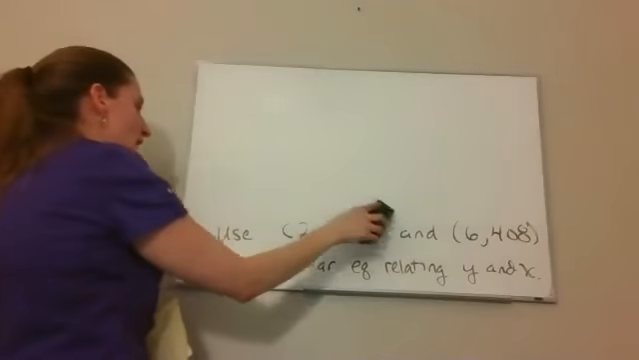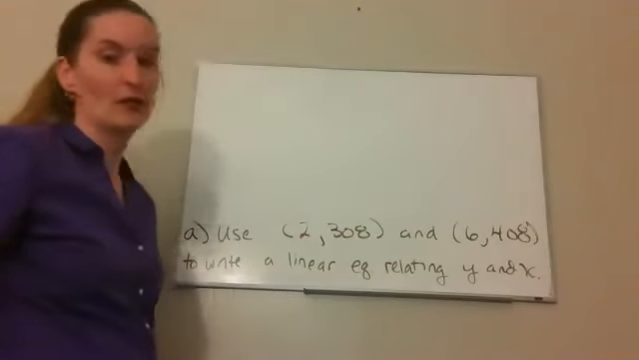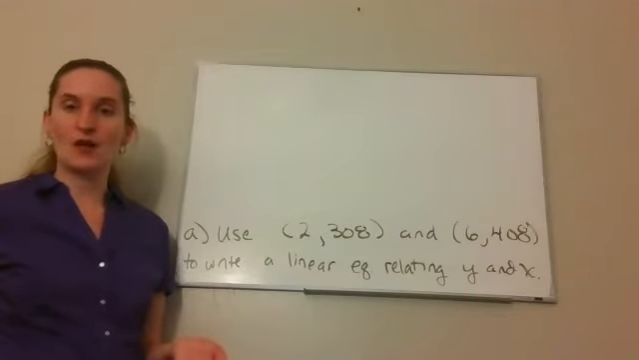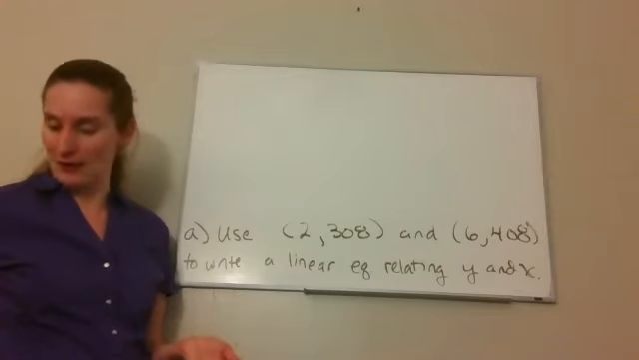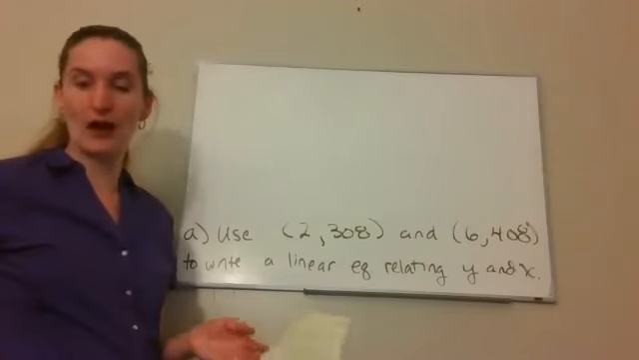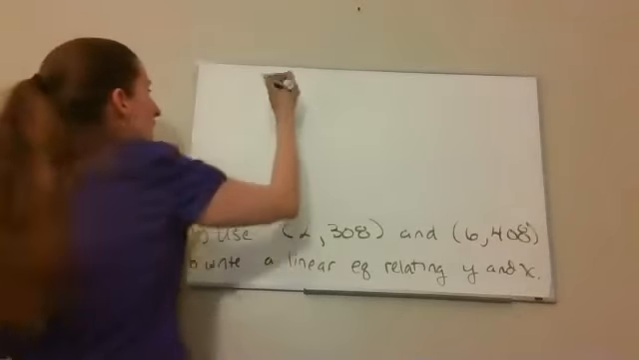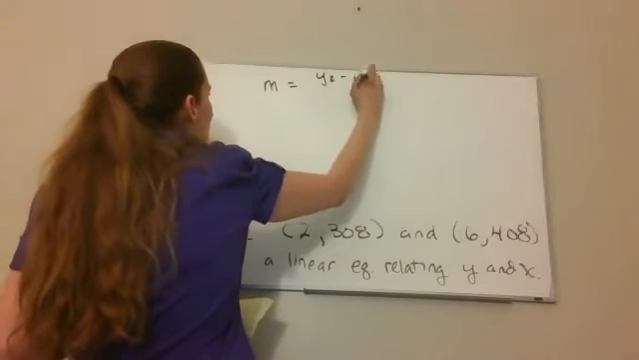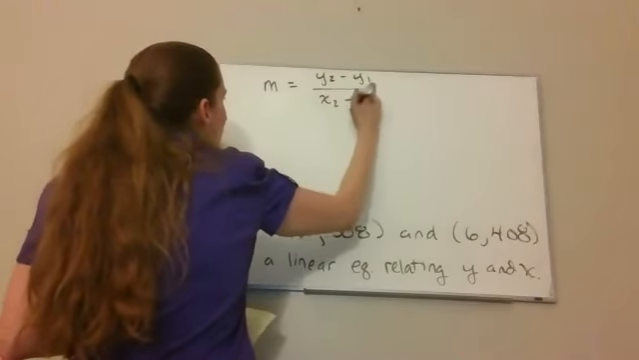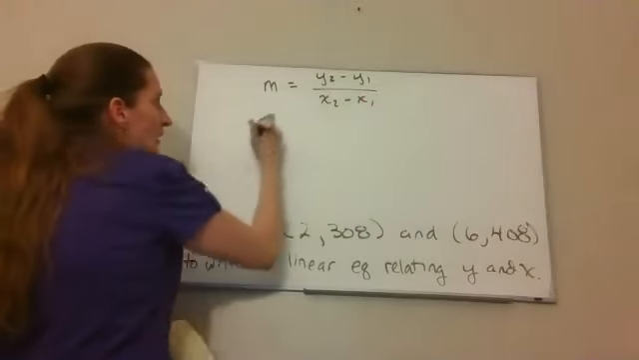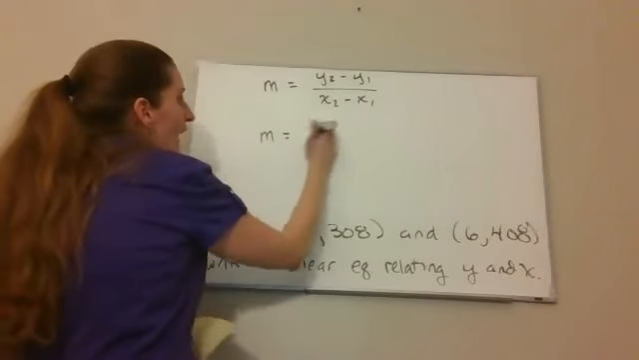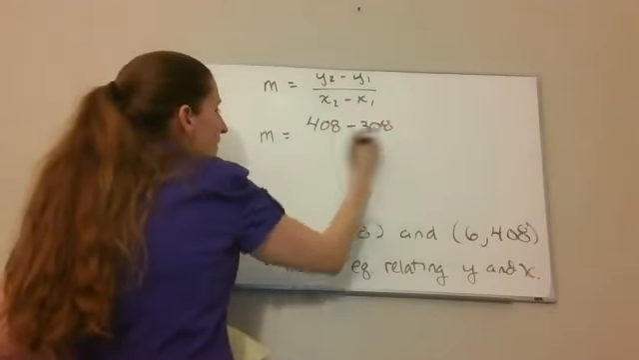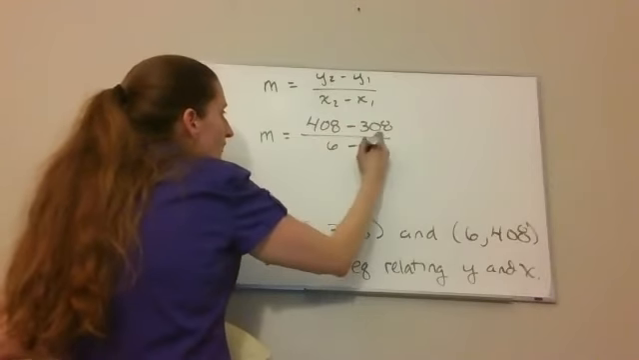So we have 2 points and we need a linear equation. First thing we need to do, find the slope between the 2 points. Once we have the slope, we can use our point slope form and rearrange it to get the equation for our straight line. So I know my slope is y2 minus y1 over x2 minus x1. And when I fill in these data points I have, I get 408 minus 308 over 6 minus 2.